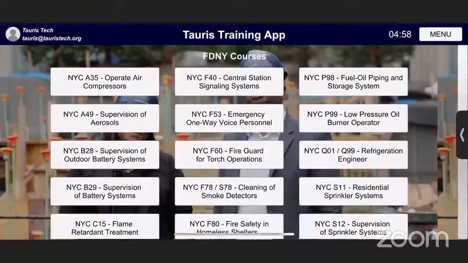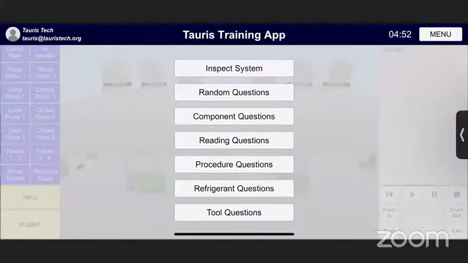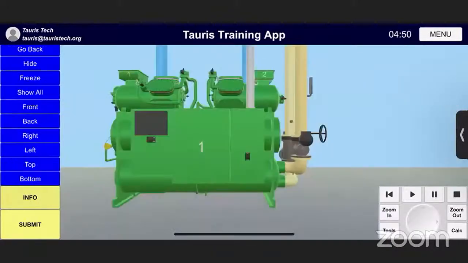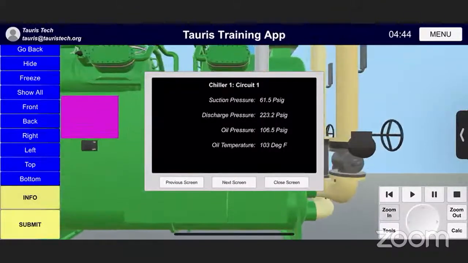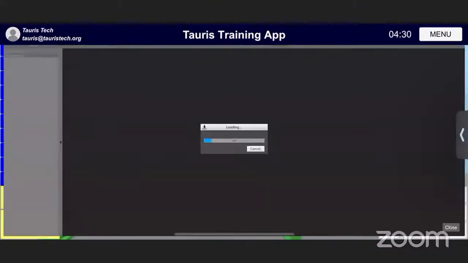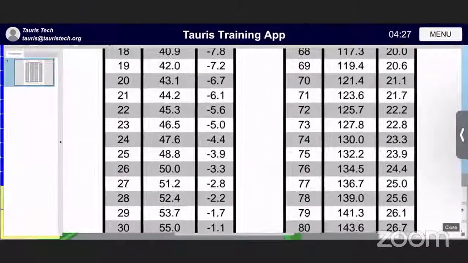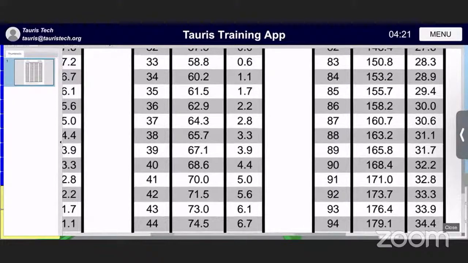Welcome to the Tories Training app. If I go here on my recip, go to my chiller, info, take a reading. This is saying that my suction pressure for circuit 1 is 61.5. That is the pressure in the evaporator. Then if I go to my PT chart, 61.5 is equal to 35. So I'm boiling at 35, right?